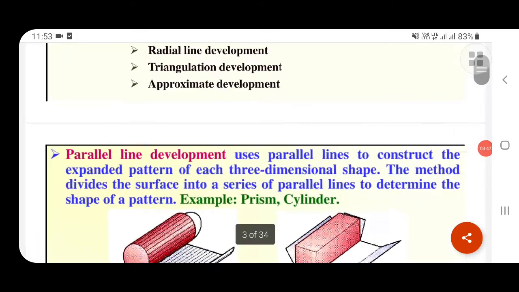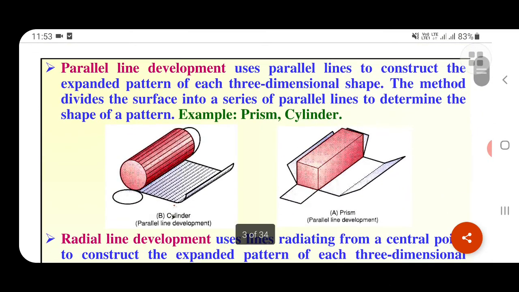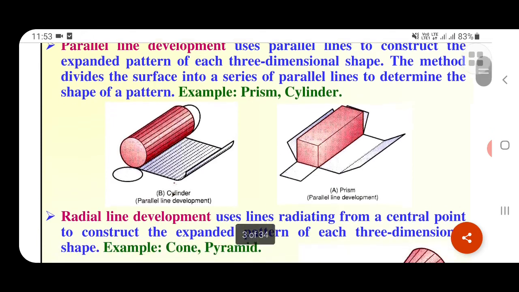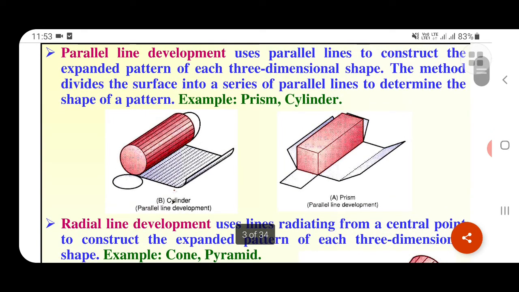So first is the parallel line method. It is used to construct the expanded pattern of a three-dimensional shape using parallel lines. This method divides the surface into a series of parallel lines and determines the true shape of the pattern. For example, a prism and a cylinder. In the parallel line method, divide the part into equal parallel lines, hence it is called the parallel line method. So write down the parallel line method.